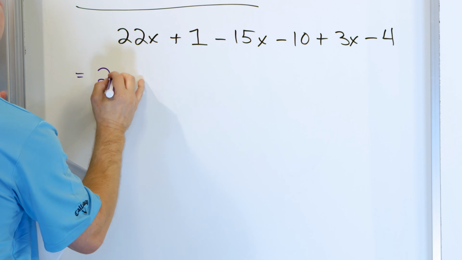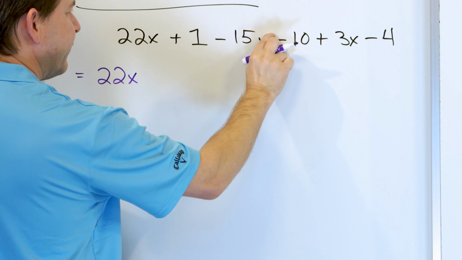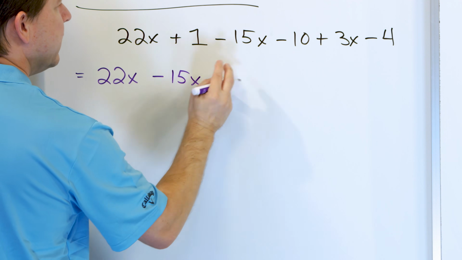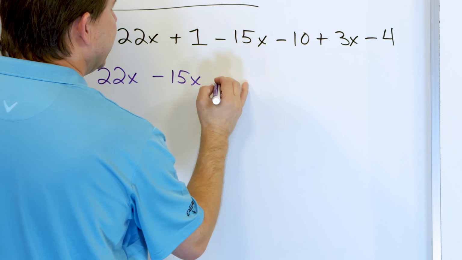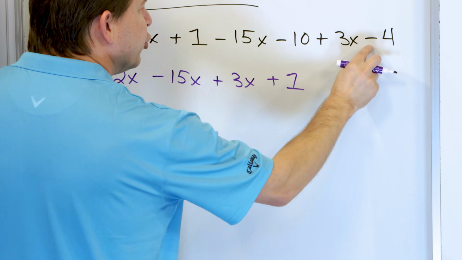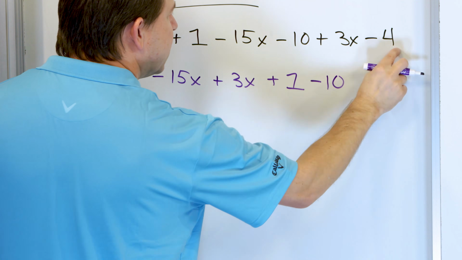And we have 22x right here. This is a like term because it has an x to the first power, same as this. The minus sign comes with it, minus 15x. This is a like term, plus 3x. The plus 1 is a different term, but I'll group it with the minus 4, right? Or actually, there's a minus 10 that comes down here, and then a minus 4.